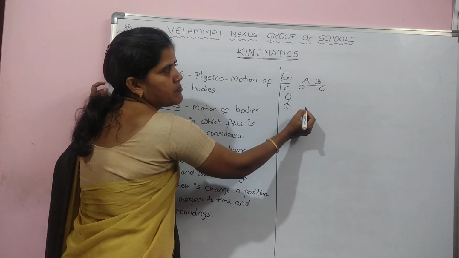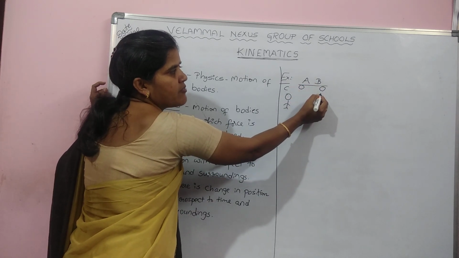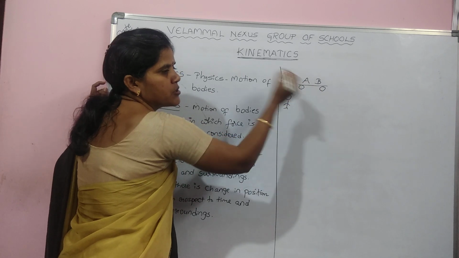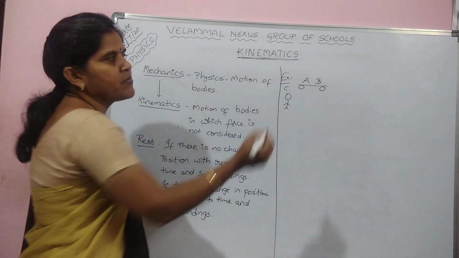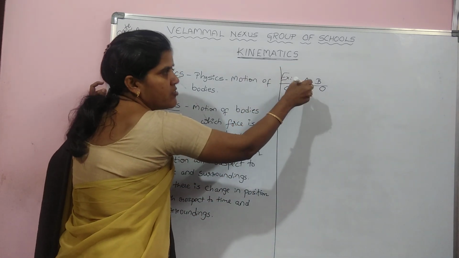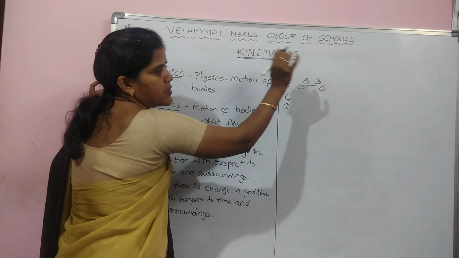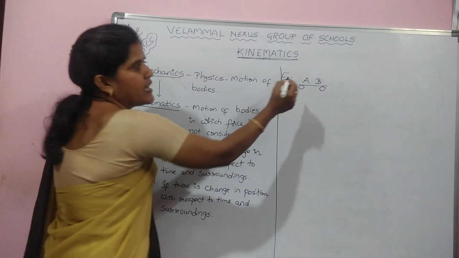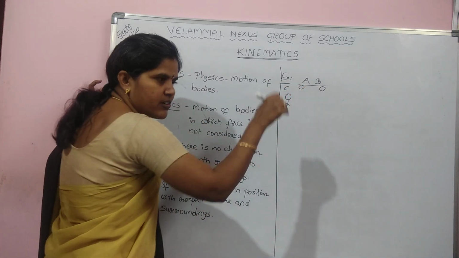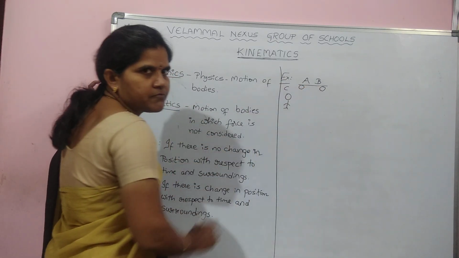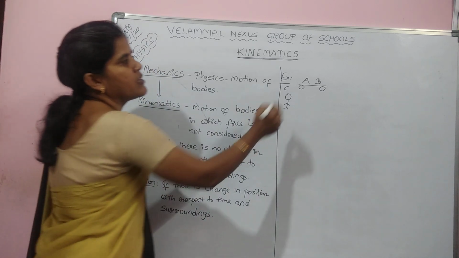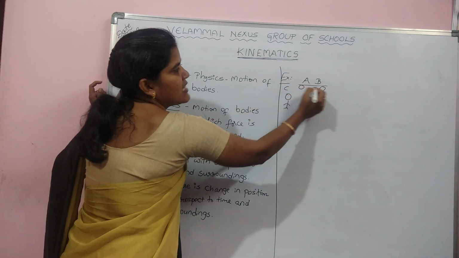Rest position. What is the state of B with respect to A? Rest position. I repeat children, B is in rest with respect to A. A and B are in rest with respect to each other. Now, the train started moving.